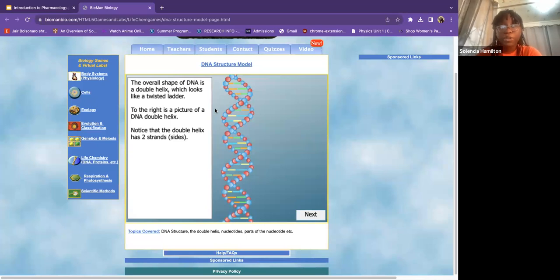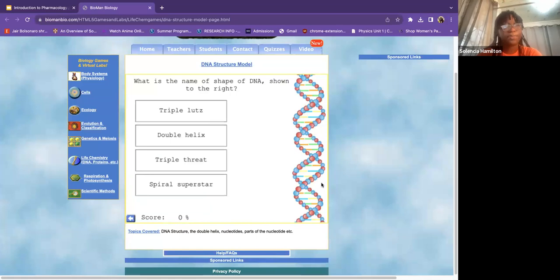The overall structure is a double helix structure. It's shaped like this. It's like a spiral, but there are two, hence double helix. So it looks like a twisted ladder. Okay, so what is the name of the shape of DNA shown to the right, which we just discussed? It's not a trick question.